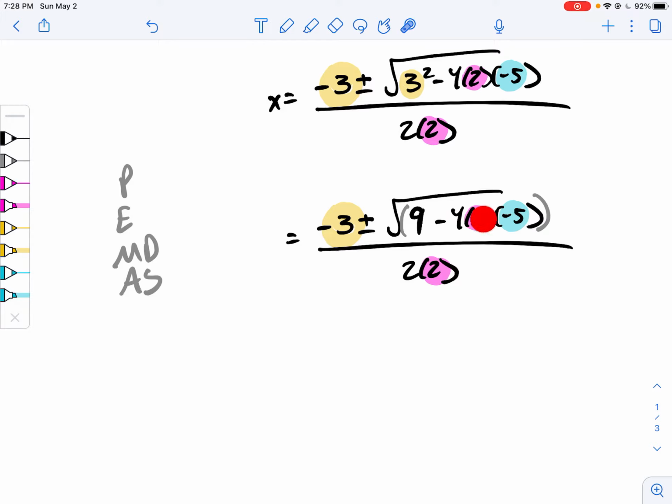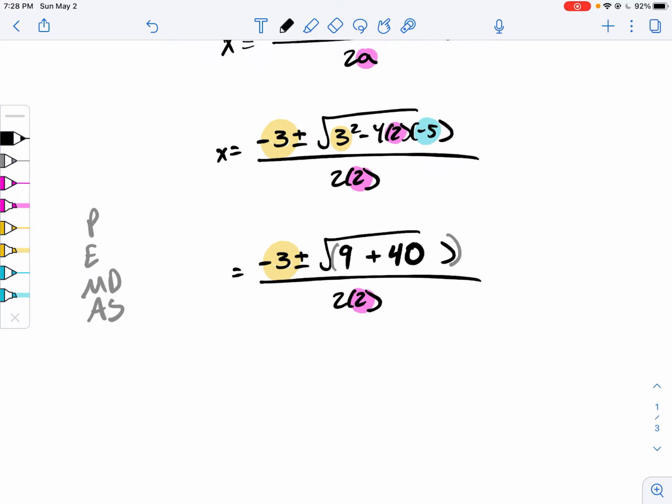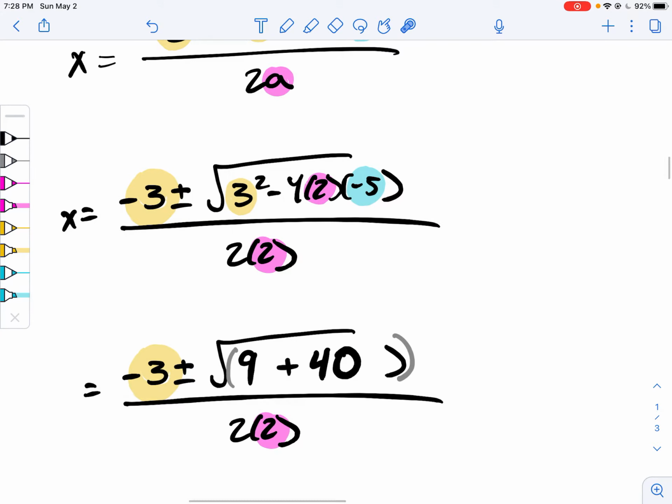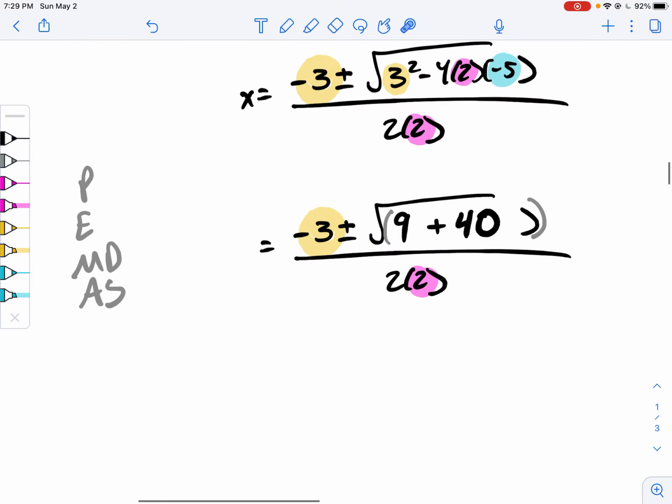Then I'm going to look at that multiplication right there, and I'm going to do all of those at the same time. I see 4 times 2, which is 8. And now we have -8 times -5, which is a positive 40. So we'll clear all that out, plus 40, like that. Alternatively, if you did 2 times 5 is 10, times 4, you still get 40. So that's exciting. And then one more thing I'm going to clean up on this step. 2 times 2 is 4.